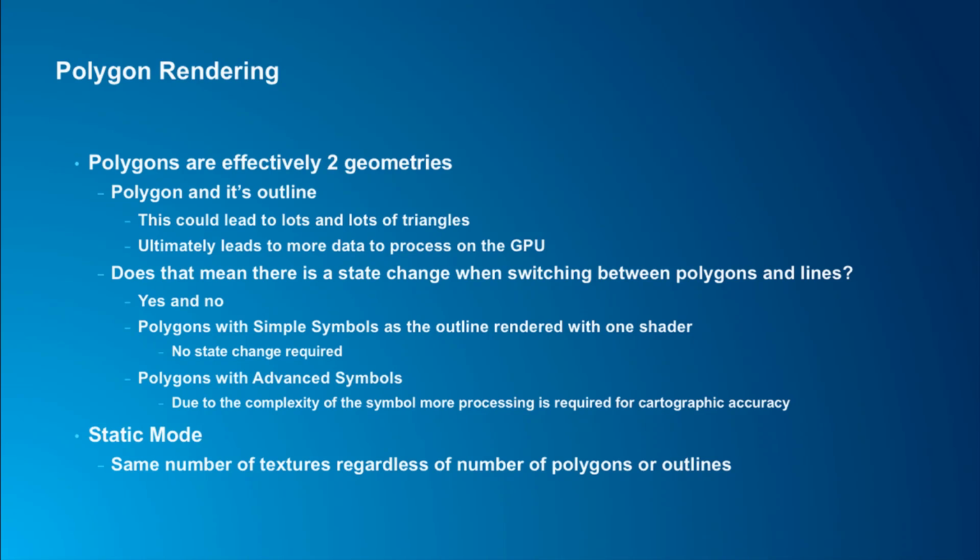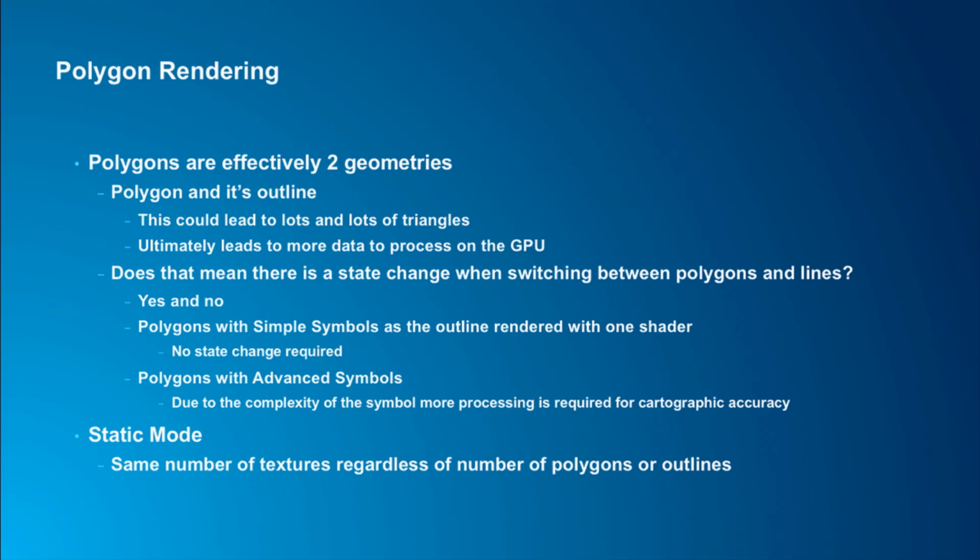So is it always going to be a state change with outlines and polygons? Not necessarily, because we've added some functionality to the shader. So if you're using simple outlines, like ones that you could create programmatically through the runtime, that is the same shader, so there's no state change required there.